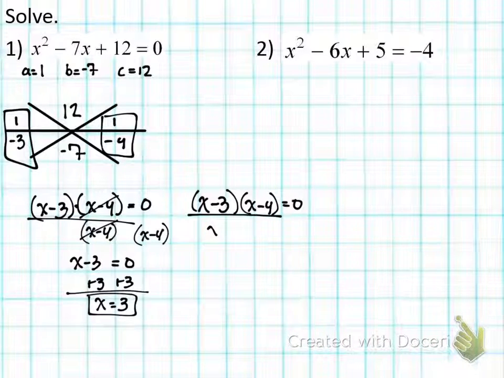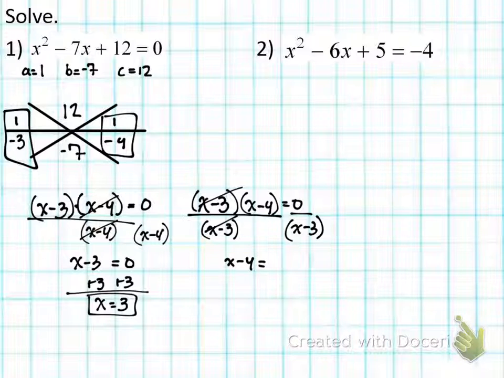Okay, I'm going to divide both sides, this time not by x minus 4, but by x minus 3. When I do that, both of these cancel out, so I have x minus 4 is equal to 0 divided by x minus 3, which is still 0. Okay, add 4 to both sides, and we get x is equal to 4.